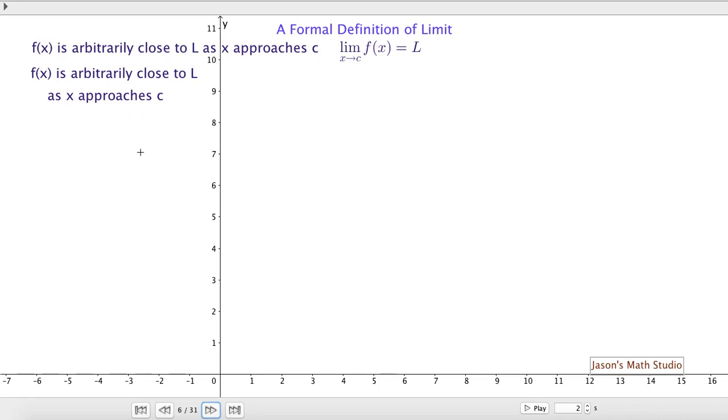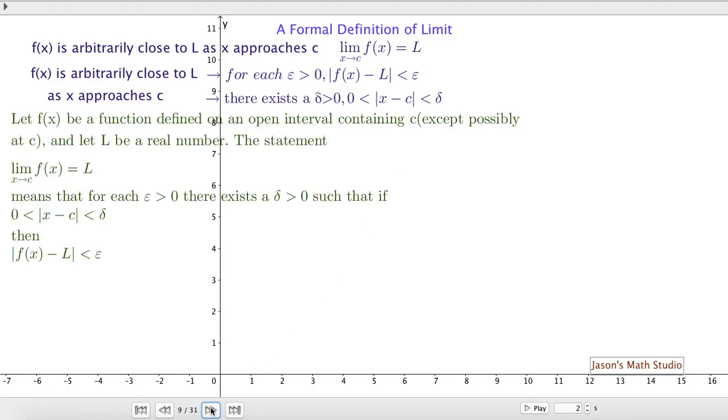Augustin Louis Cauchy was the first person to assign a mathematically rigorous definition of limit. The first phrase, f of x is arbitrarily close to L, means that for each number epsilon that is greater than 0, the absolute difference between f of x and L is always less than epsilon. The second phrase, as x approaches c, means that there always exists a delta such that the absolute difference between x and c is greater than 0 and less than delta. Here is the formal definition of limit.